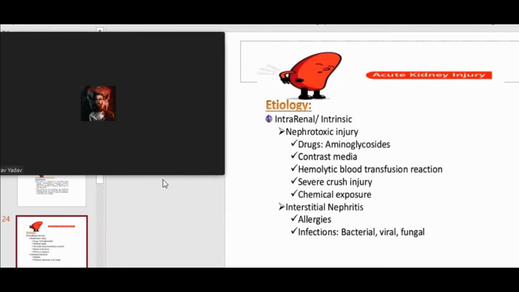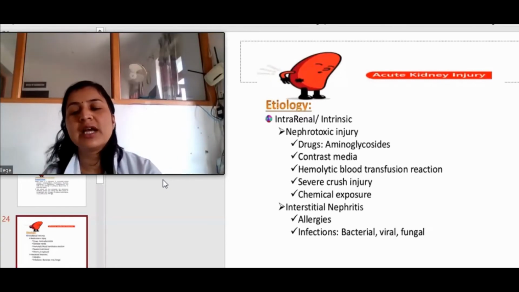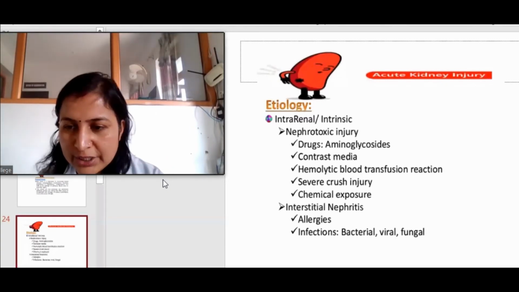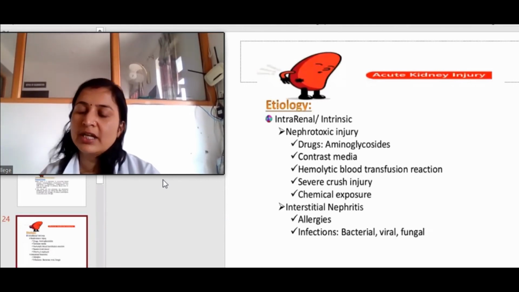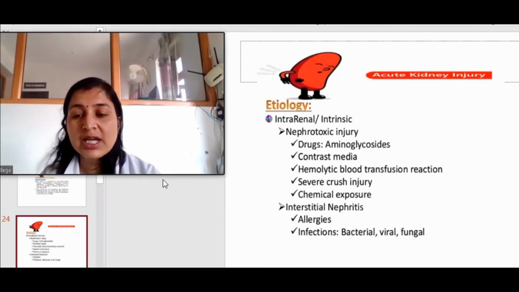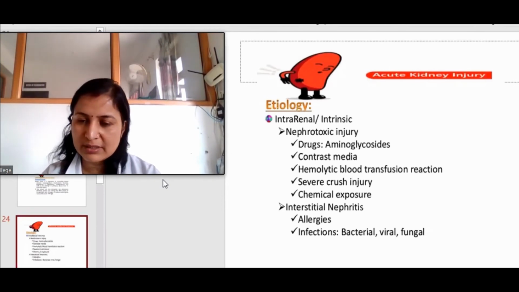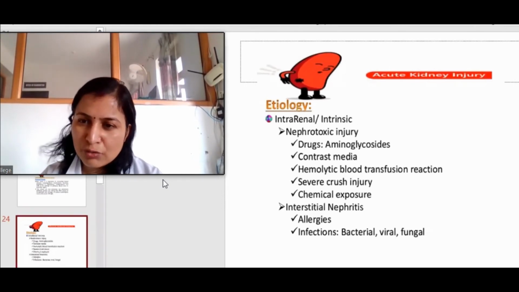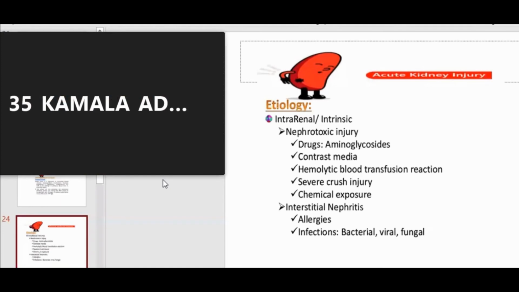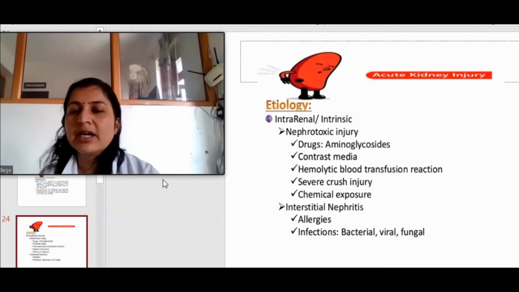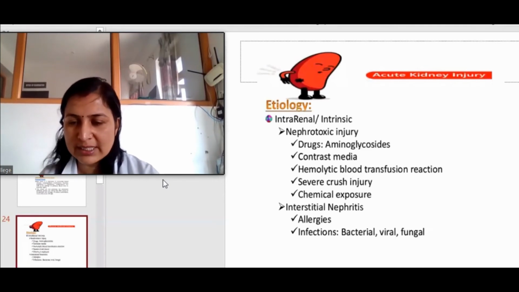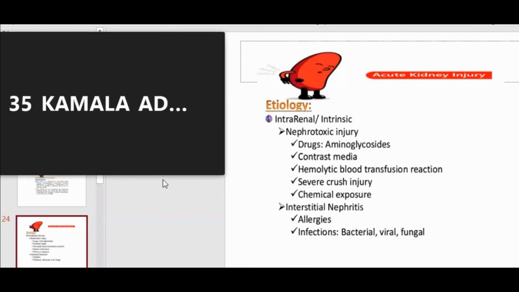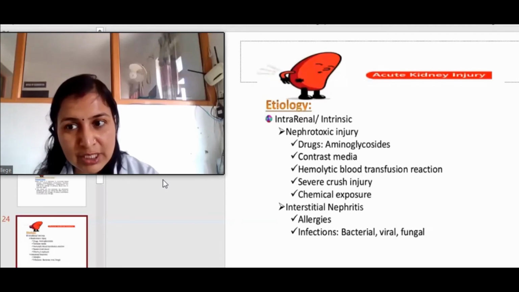Okay. All the drugs are metabolized, and they are somewhere harmful to the kidney. All the drugs are metabolized in the kidney, so they are harmful to it. But some drugs are labeled as nephrotoxic, some are labeled as ototoxic, like that. So one of the important groups is aminoglycosides. Streptomycin, yes, streptomycin comes under aminoglycosides.